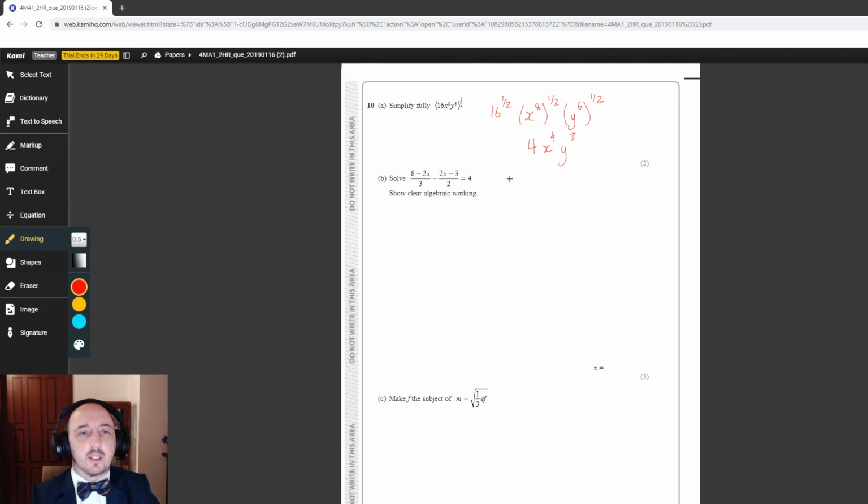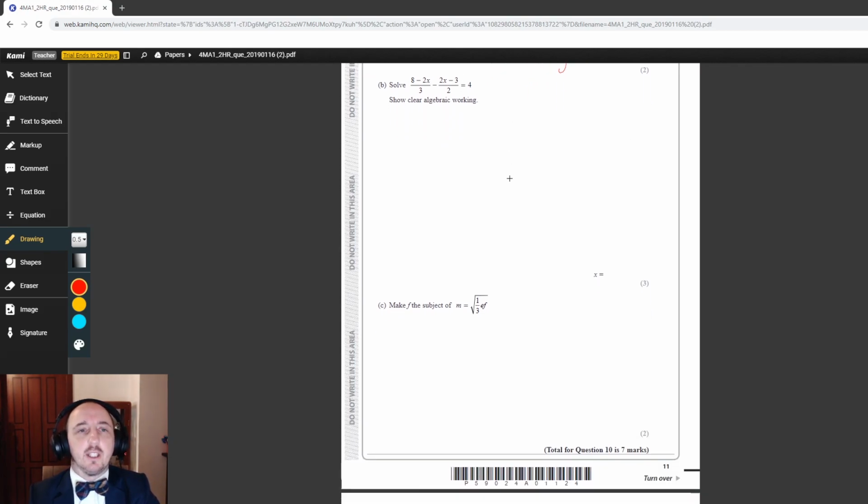We're going to do some algebraic fractions. So remember, we can cross multiply these. So I'm going to take the 2 and multiply this. I'm going to take the 3 and multiply by that. And then I can times the 3 and the 2 to clear these denominators. So we have 2 brackets 8 minus 2x minus 3 brackets 2x minus 3 equals 4 times 3 times 2 is 24.